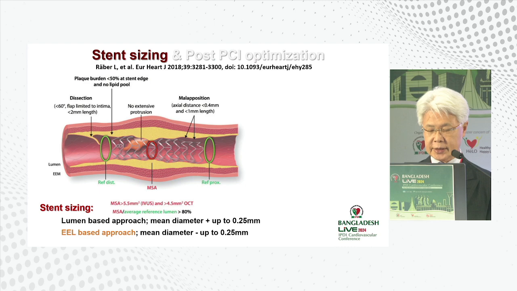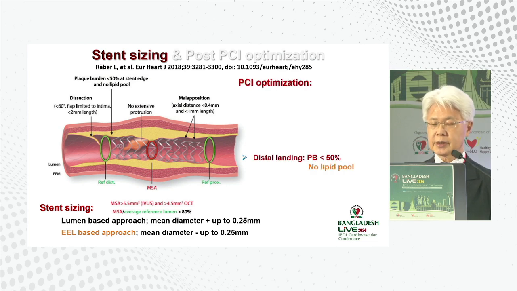So how do we decide the stent size? If you use the vessel area, the mean diameter should be a quarter size smaller. And if you use the lumen, you have to select a quarter size bigger. Avoid the distal landing zone with plaque burden of more than 50%, and a non-lipidic portion might be ideal.